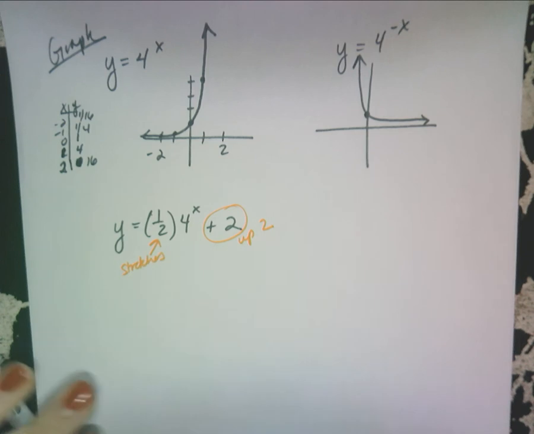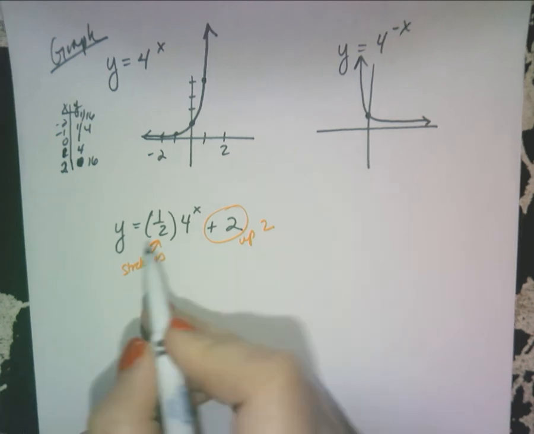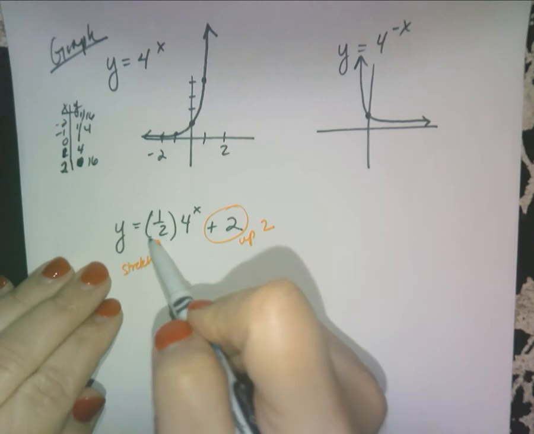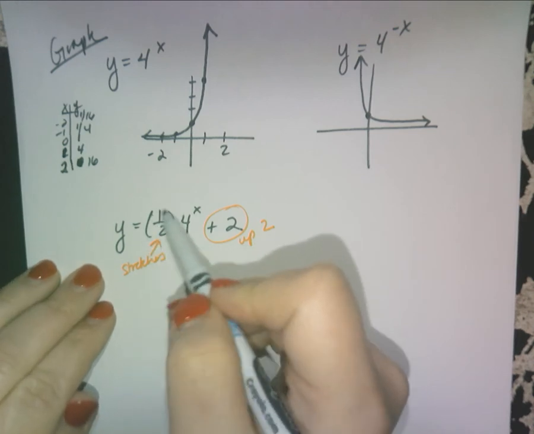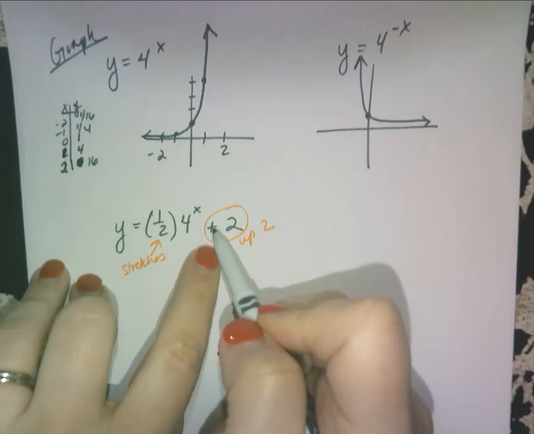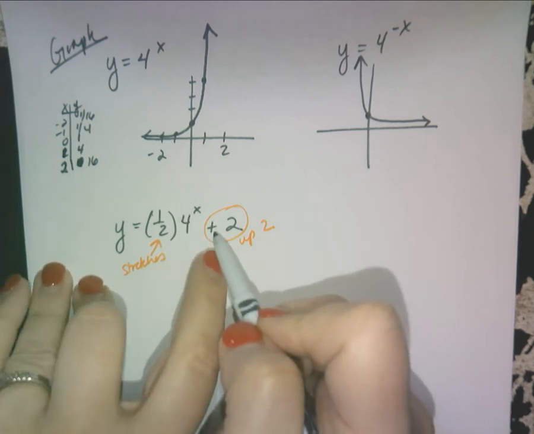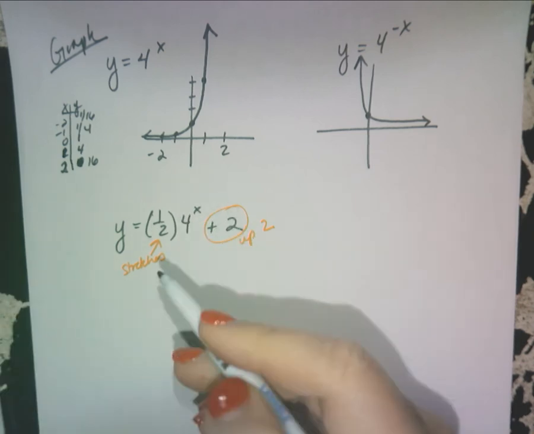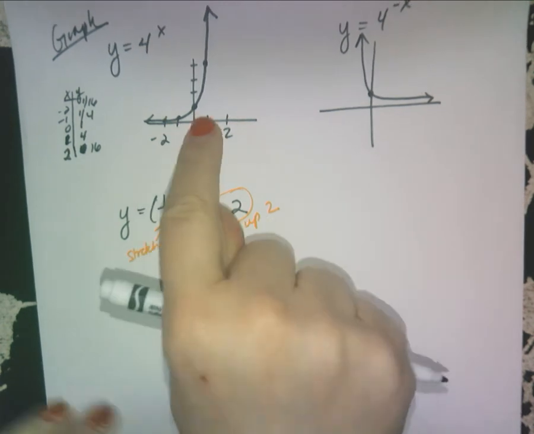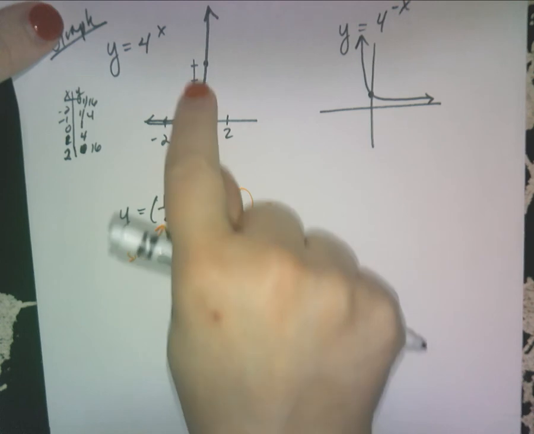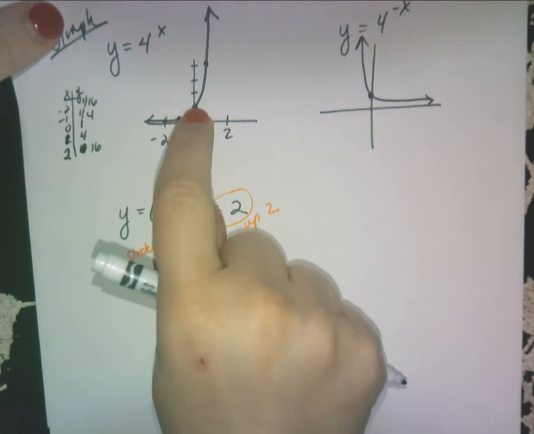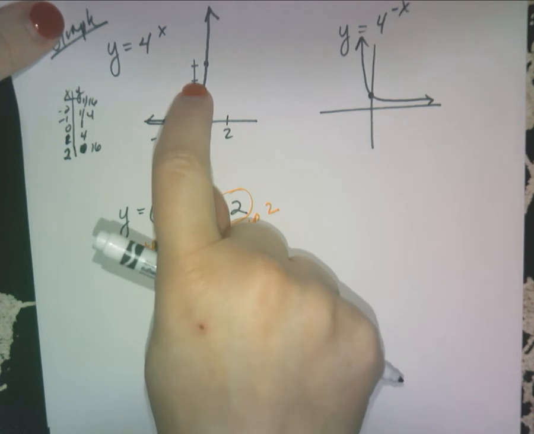You can obviously go on your calculator and punch this in. When you punch this in, you're going to want to put the 1/2 in its own parentheses, then put 4 to the x, and you might even want to put that in its own parentheses, and put +2 outside. So you need to see this graph go up. Where is it actually going to intersect on the y-axis? It's going to go through 1, 2. It's going to go up to 0, 3. Would you agree?